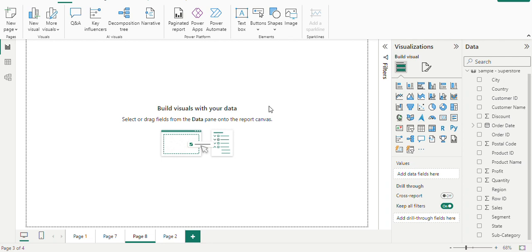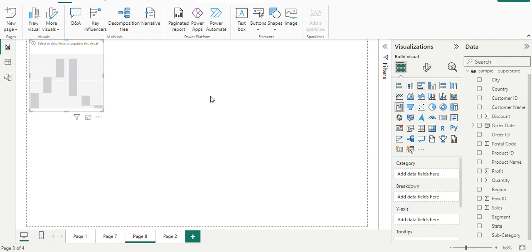Okay, welcome to the Power BI session of data visualizations. Now let's continue the session with a few more visualization tools. Today, first we are going to discuss the waterfall chart model.